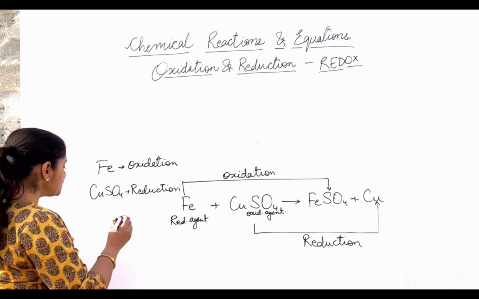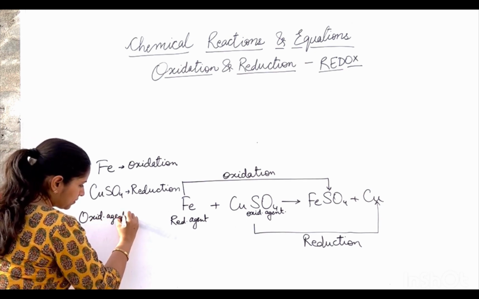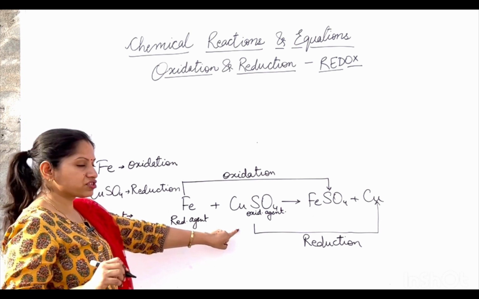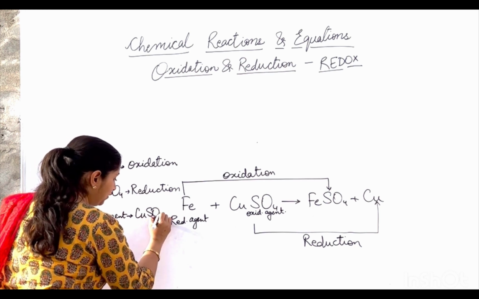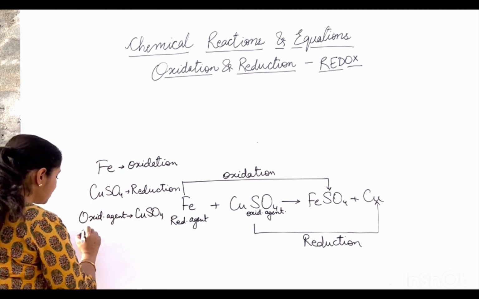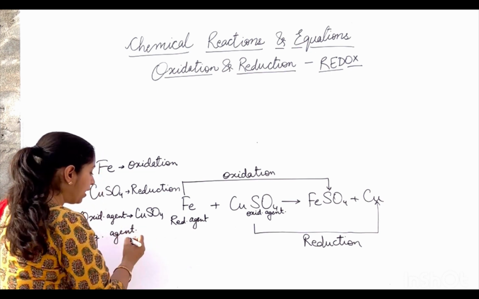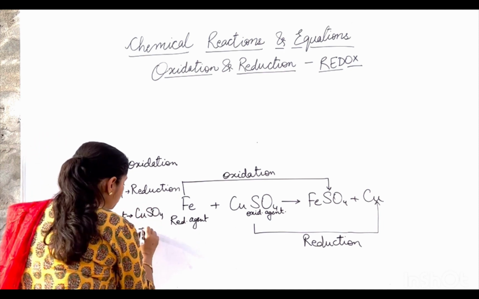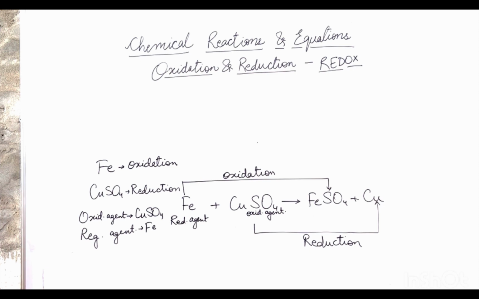Which is the oxidizing agent? The one which is undergoing reduction is an oxidizing agent. So the oxidizing agent is copper sulfate. And which one is the reducing agent? The one which is undergoing oxidation is a reducing agent. So iron is a reducing agent. If you want, you can take a screenshot. I'll just shift to the side.